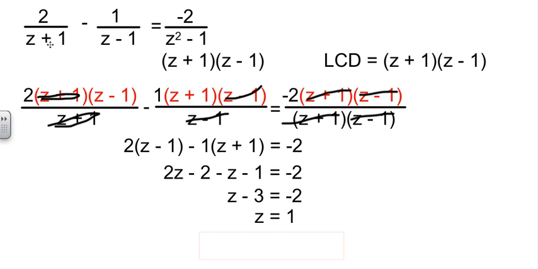Let's test it and make sure we're okay. 1 plus 1 is 2. That's all right. 1 minus 1 is 0. Uh-oh. Can't divide by 0, so this answer is a bad answer. That means no solution.